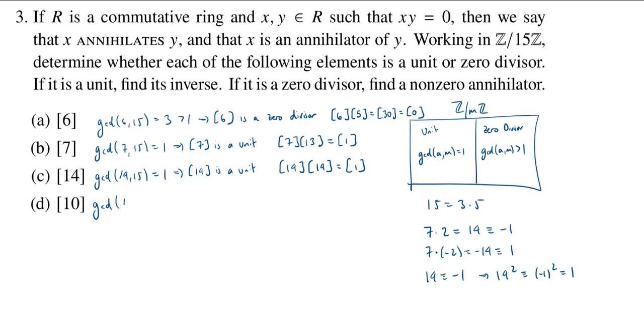Finally, the GCD of 10 and 15 is equal to 5, which is greater than 1. So the class of 10 is a zero divisor. I know that 10 is 2 times 5, so I already have the 5, and I just need an extra 3. I multiply 10 by 3, and once again I get the class of 30, which is equal to the class of 0. So I found an annihilator, namely 3.